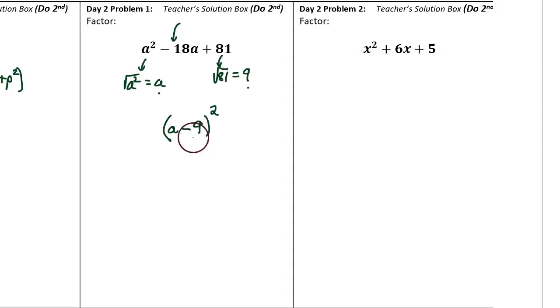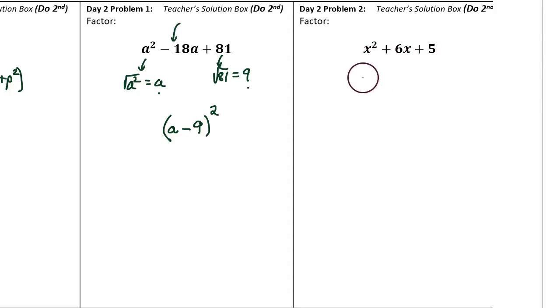Day 2, problem 2. Let's factor this trinomial. There is no greatest common factor besides 1. Let's check if this is a perfect square trinomial. The first term is a perfect square. The square root of x squared is x. But the last term is not a perfect square. The square root of 5 is a decimal, not a whole number. Okay, we know it's not a perfect square trinomial.